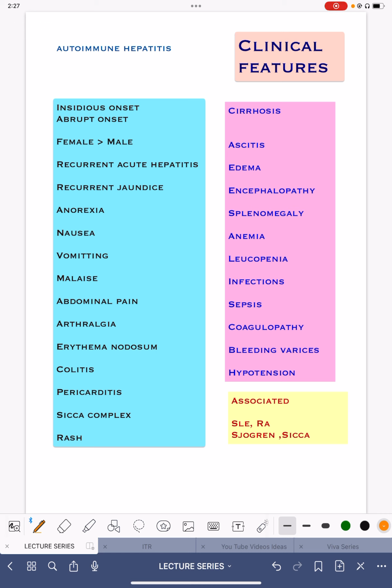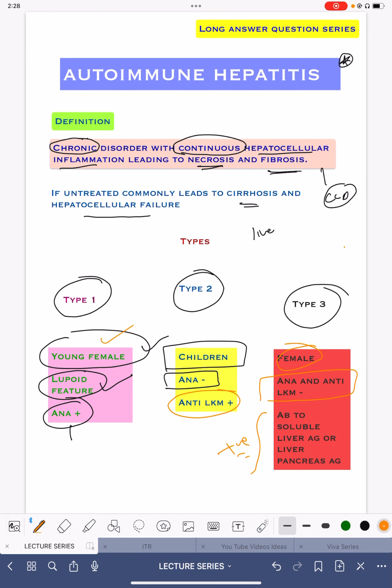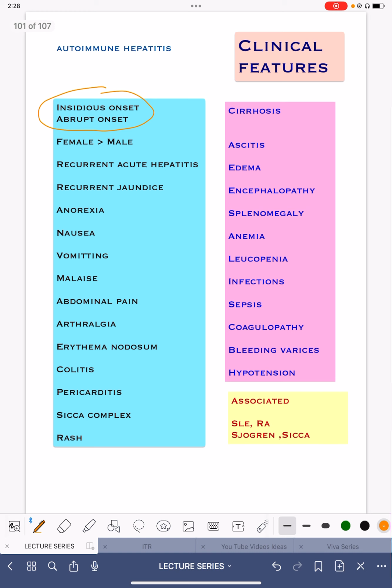Now, what are the clinical features? It is very important to know that the patient may have insidious onset or abrupt onset. So, the patient may have creeping clinical features that have been there for months or weeks, but they finally come to know this diagnosis after getting investigated. This is very common in females, as we have seen. Type 1 is seen in females, type 3 is also seen in females. So this is much more common in female patients compared to male patients.